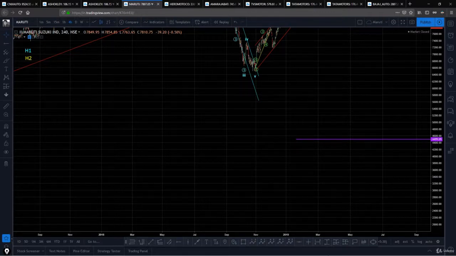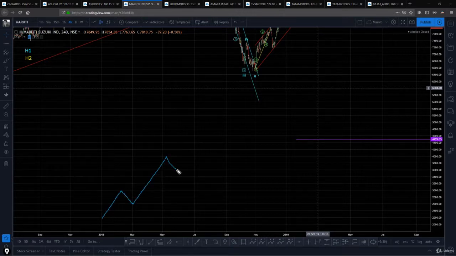So in this particular lecture, we will be discussing truncated waves. Before discussing truncated waves, let's summarize what we have learned so far. We have learned that a motive wave looks something like this, or roughly like this. Wave 1 up, wave 2 down, 3 up, 4 down, and 5 up.